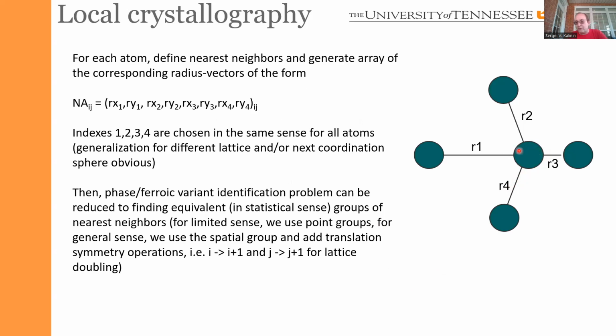For simplicity, let's assume that all the atoms are of the same type. If so, then for each atom, we can define its nearest chemical neighborhood simply as the collection of the radius vectors from this atom to the neighbors. Let's say first neighbor, second neighbor, third neighbor, and so on. And then basically what we have to do is to analyze the nearest neighborhood of each atom in the image using exactly the same linear analysis. So why is it useful?